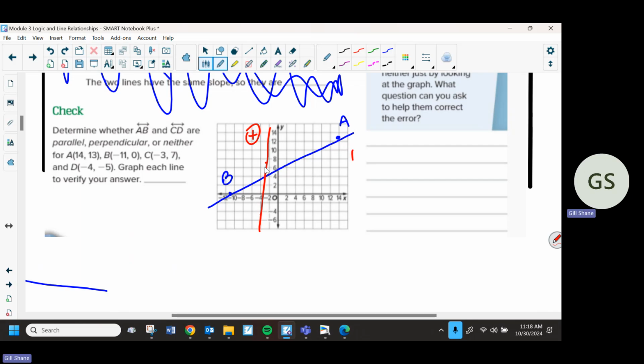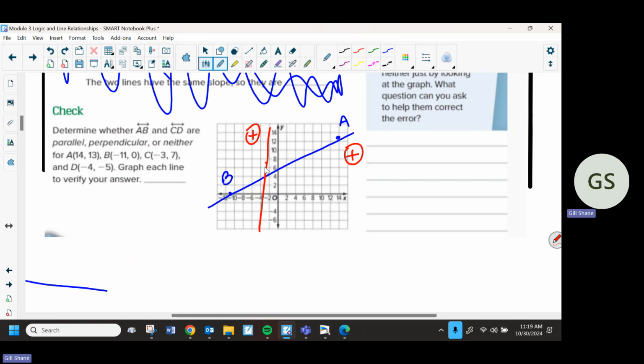Is there any way I can multiply two positive numbers together and get -1? Can't be perpendicular. There's no way. I don't care what my numbers come out to be, a positive times a positive is gonna be a positive. I could get +1 possibly, but I cannot get -1. So I know already what it is.